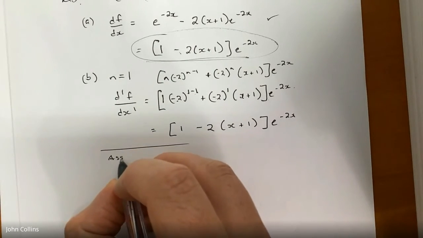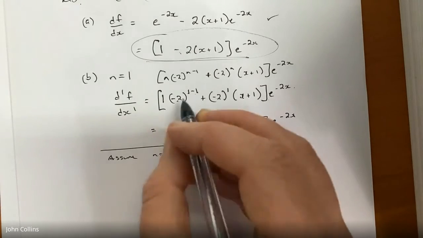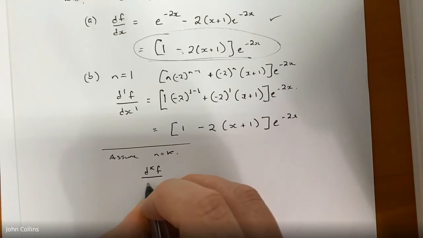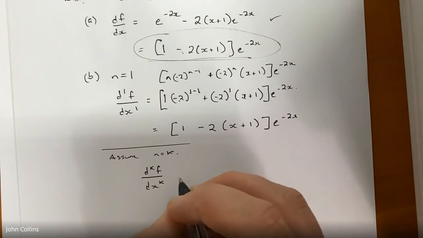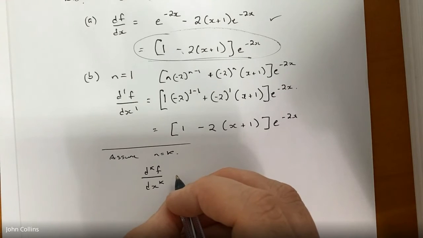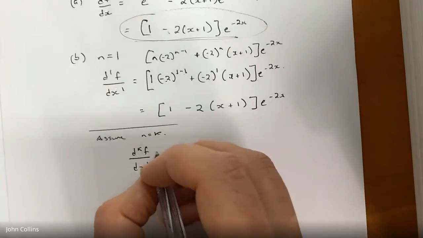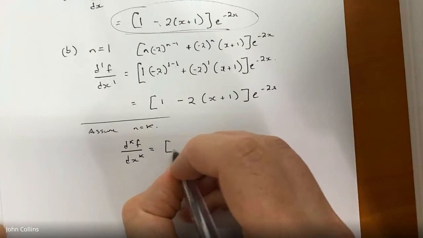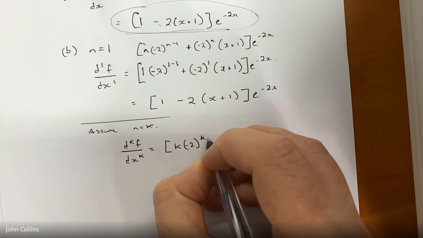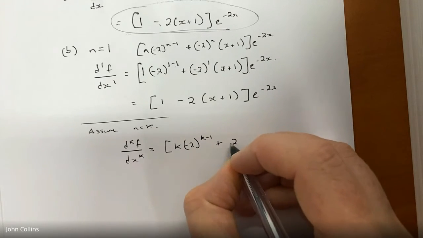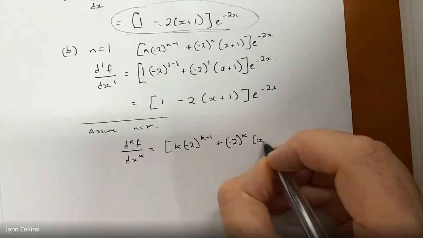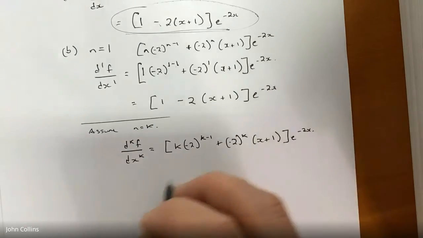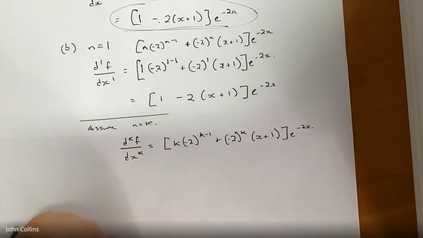We're now going to assume it for n equal to k, so I'll write it out. d^k f over dx^k. Oh, it is x and f, isn't it? That's weird. I just replace n with k up here, so apologies if this is boring: minus 2 to the k minus 1, plus minus 2 to the k times x plus 1, and then e to the minus 2x. Okay, now comes the fun.